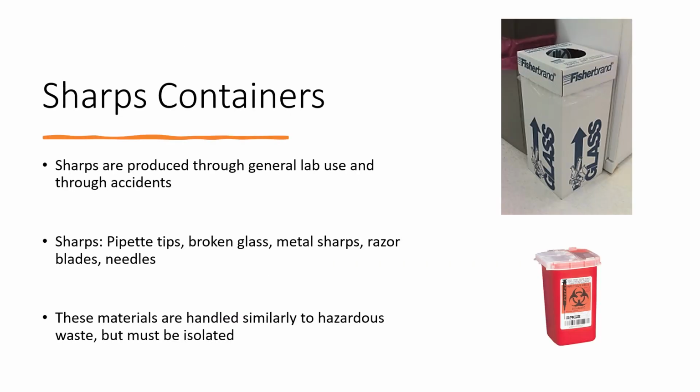Sharps containers. Sharps are produced through general lab use and through accidents. Sharps include pipette tips, broken glass, metal sharps, such as metal objects that may have not worked, tools, spatulas, razor blades, and needles. These materials are handled similarly to hazardous waste but must be isolated in their own containers. As you can see, a glass container, a glass hazardous waste accumulation container, and a needle container.